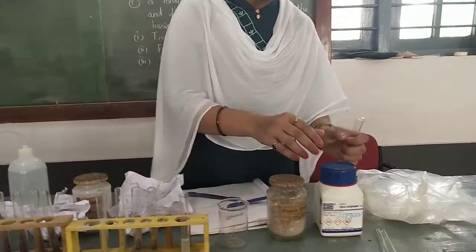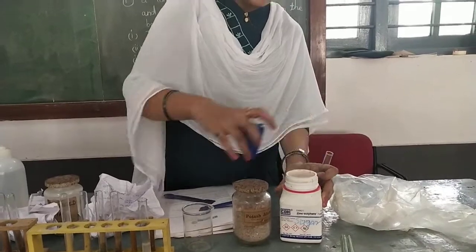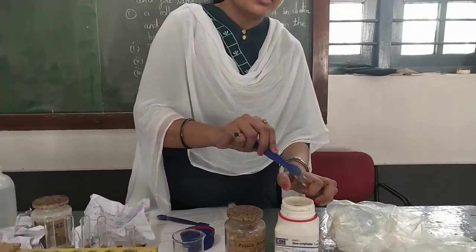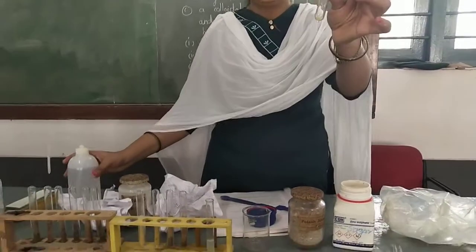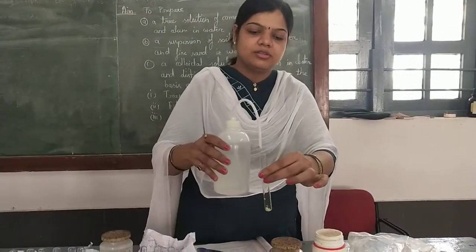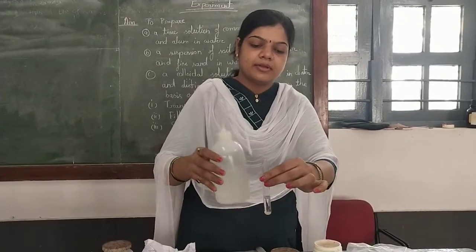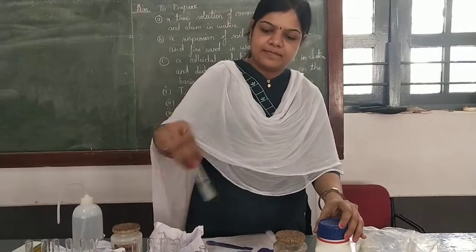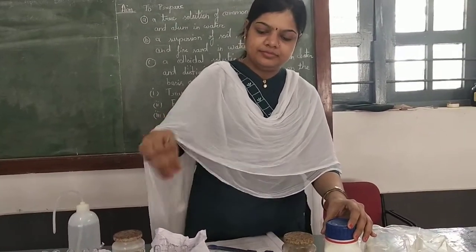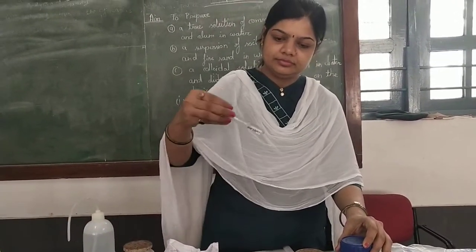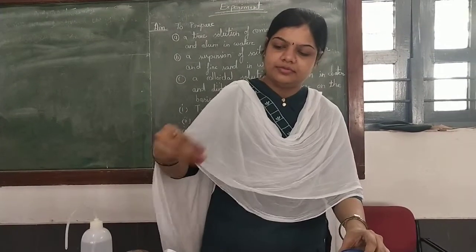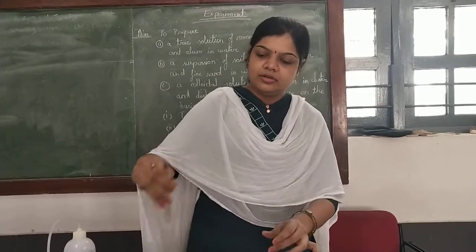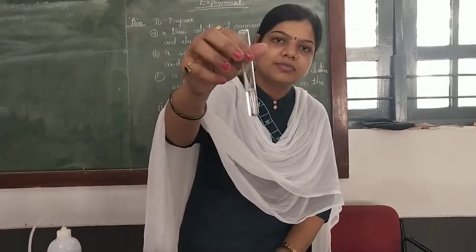Second is sugar, and we can prepare the sugar solution also, and it is a kind of true solution. Once again, we have taken some amount of sugar and we will dissolve it in water. We will shake it vigorously. You can see here, it forms a transparent solution.